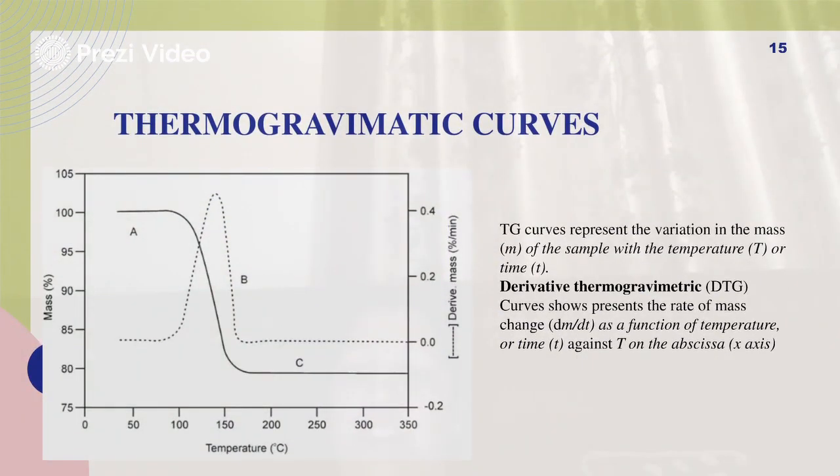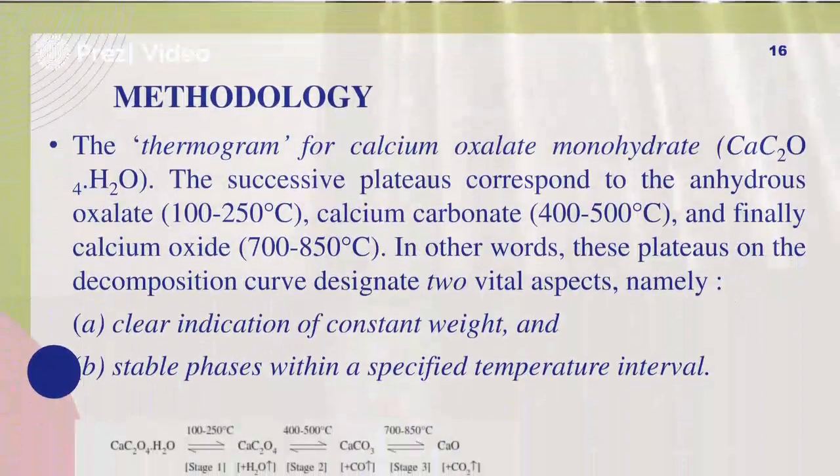Thermogravimetric curves. This curve is plotted between percent mass and temperature in degrees Celsius, and also measures the deviation in the mass in percent. With the dotted line, you can see the deviations. The TG curve presents the variation in the mass of the sample with temperature over time, and DTG is the curve shown as the dotted line.